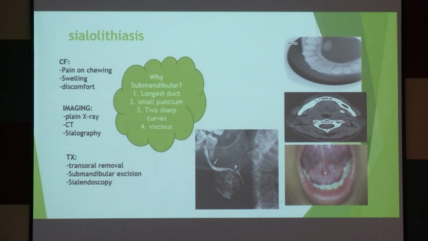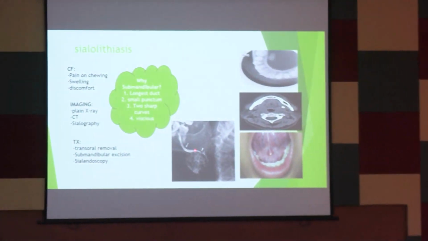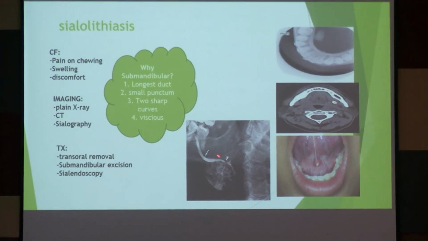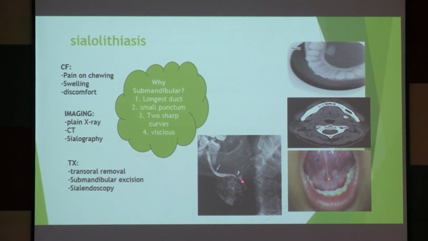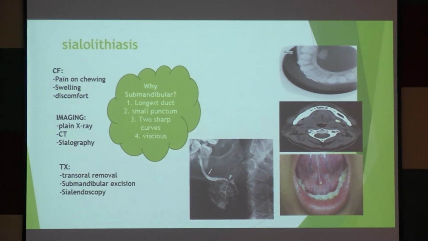Sialolithiasis. Lithiasis means what? Stone. So a stone in the salivary gland or salivary duct, we call it sialolithiasis. This is a typical X-ray picture. There is a flow defect. Can you see it? The black spot. White is the dye, right? So there is a defect here. That means there is a stone there. Some obstruction is there, right?